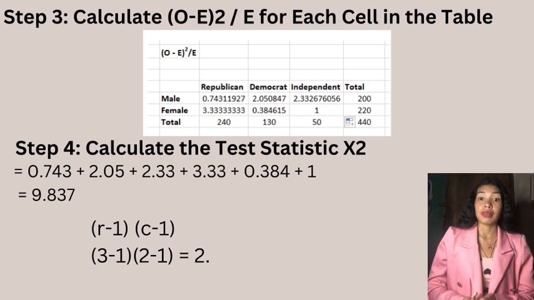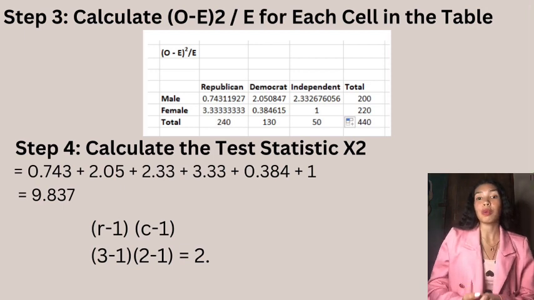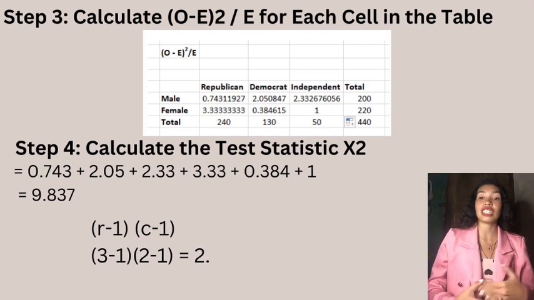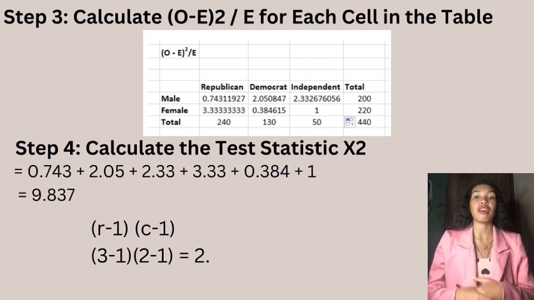So for example, 0.743 plus 2.05 plus 2.33 plus 3.33 plus 0.384 plus 1 is equal to 9.837. So before you can conclude, you must first determine the critical statistic, which requires determining our degrees of freedom.